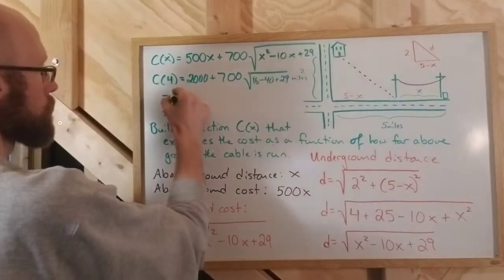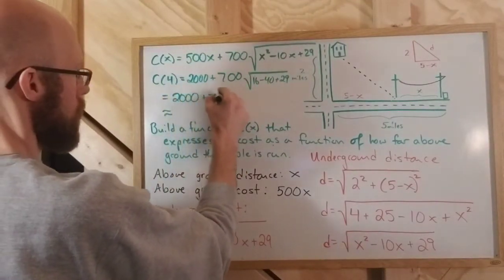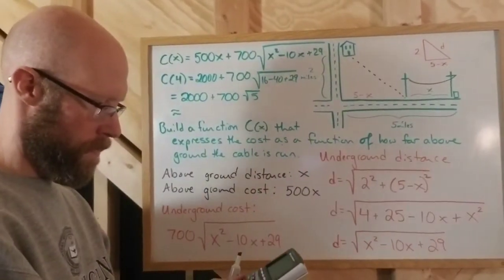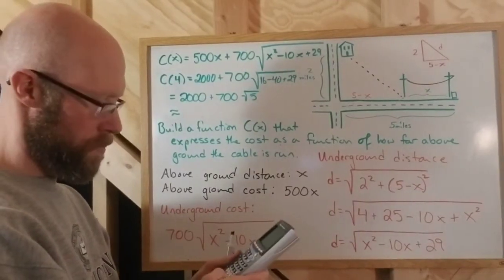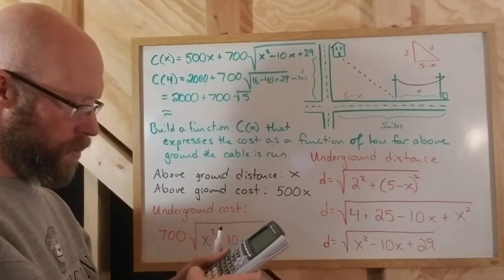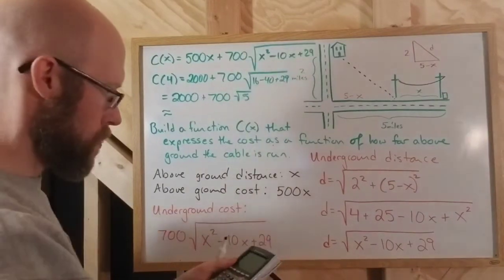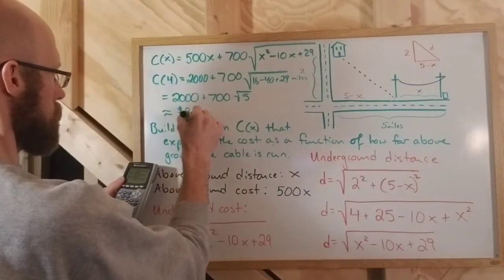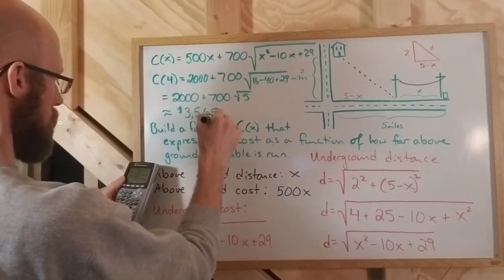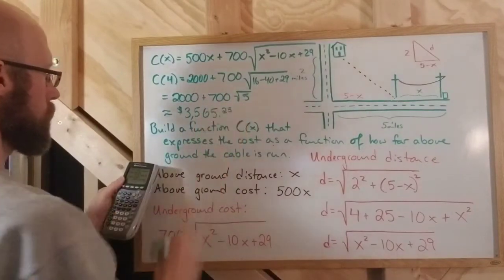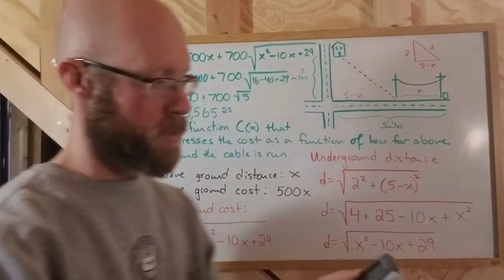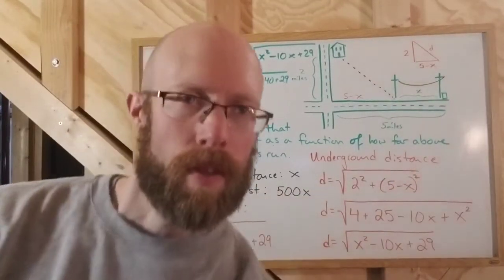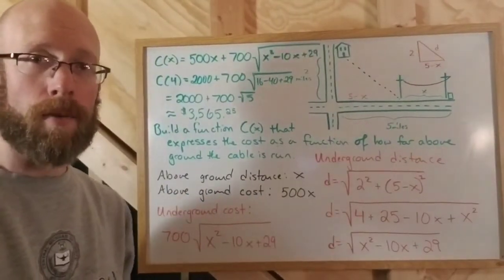So that would be 2,000 plus 700 square root of 5. And if I plug that in, 2,000 plus 700 root 5, I get about, that's a little bit less. This one would be $3,565.25. Okay, so it looks like it's maybe about 65 bucks less. Okay, so slightly cheaper doing it that way.